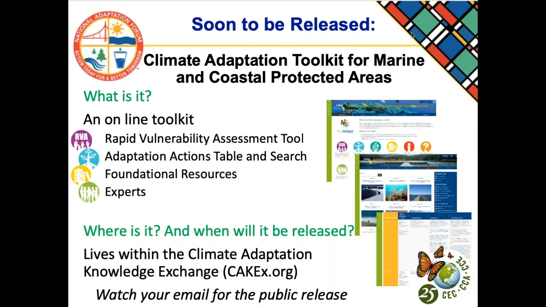There's also a section in this online resource including foundational resources, which is really a survey of what are the most current and useful resources around vulnerability assessment work and adaptation strategy development in coastal marine protected areas. And we're also developing and building out a list of experts that have kindly volunteered a little bit of their time to support processes. So you can search them based on their expertise or their regional locations that may be adjacent to where you're working.